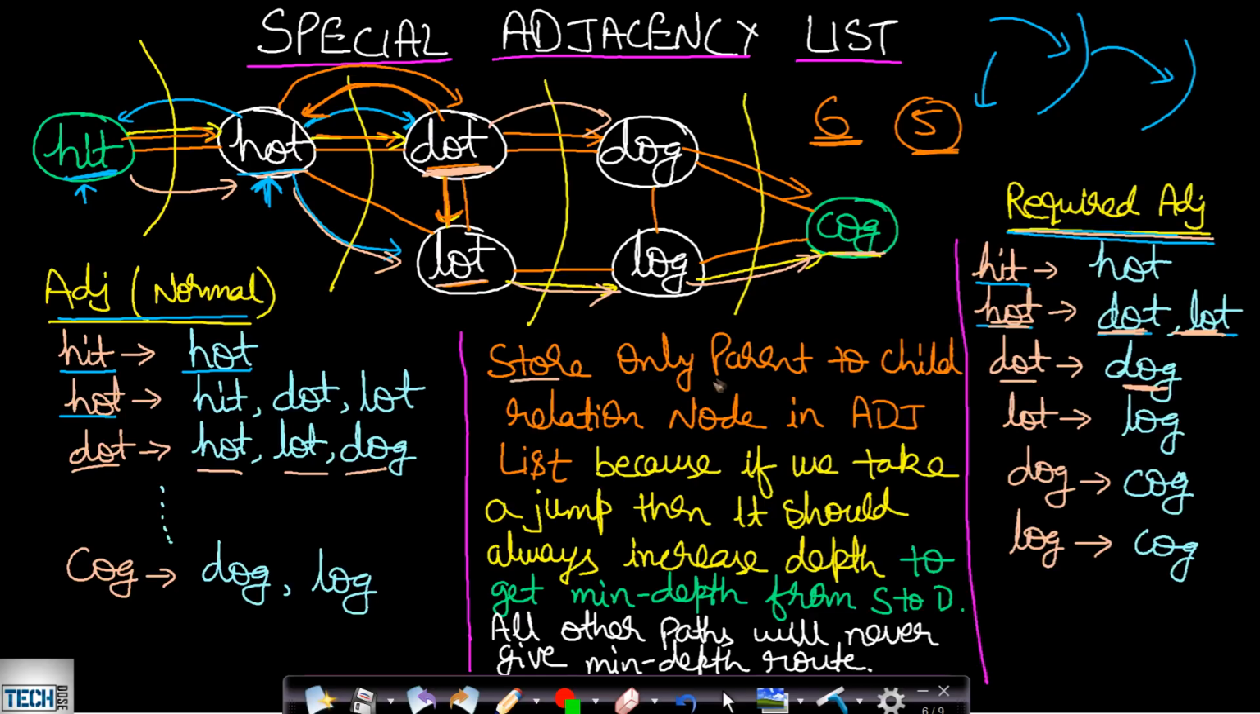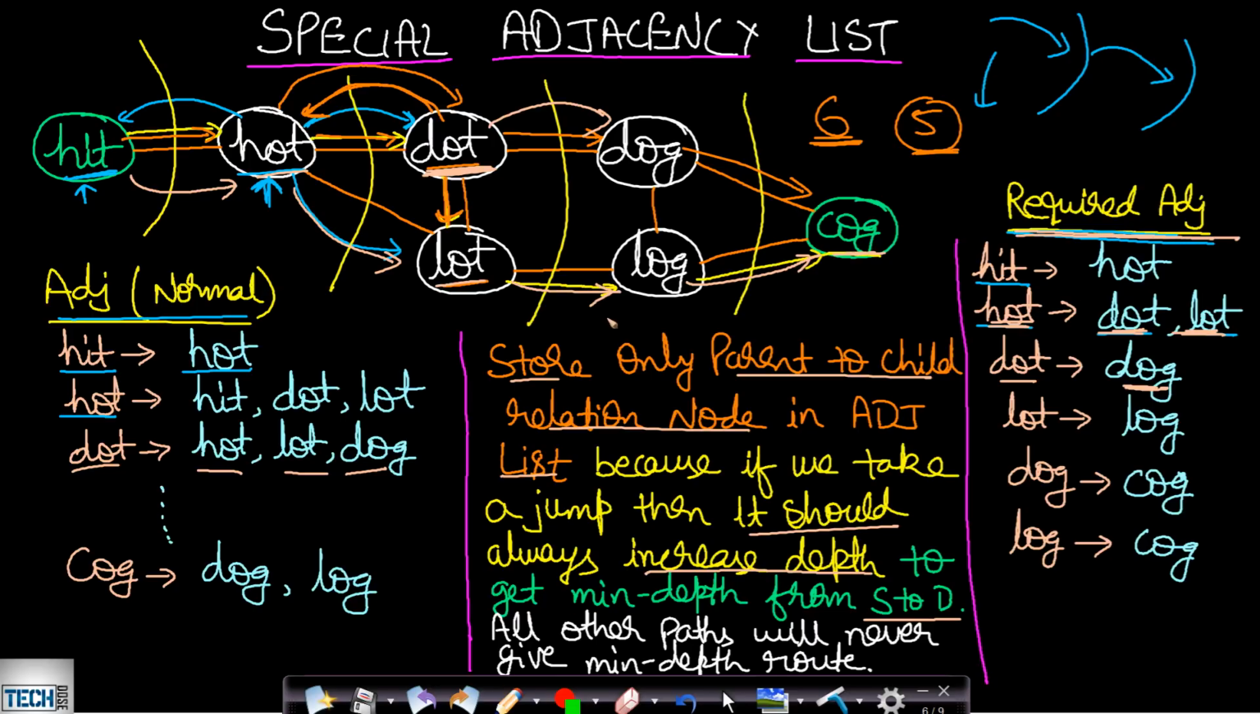So store only the parent to child relation in the adjacency list, because if we take a jump, it should always increase the depth to get the minimum depth from source to destination. All other paths will never give the minimum depth route. So we will be making this adjacency list.